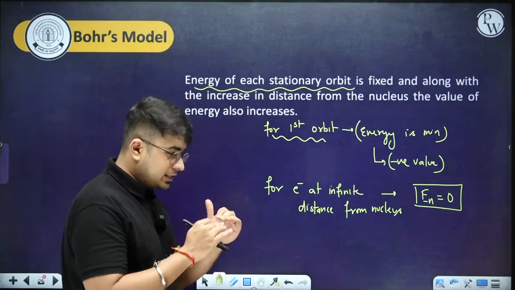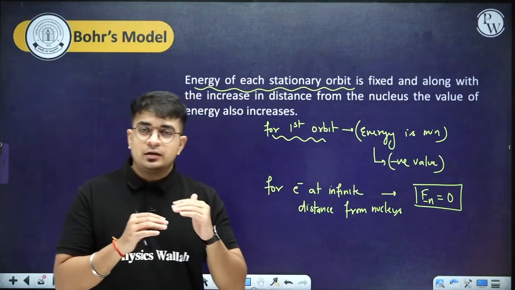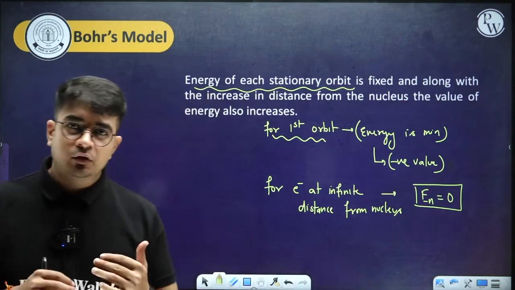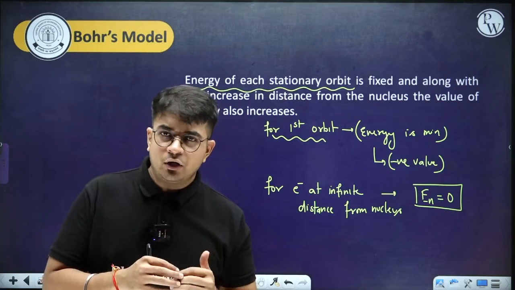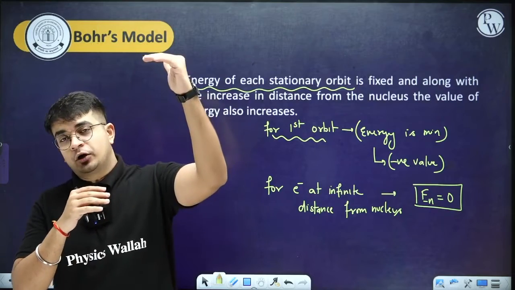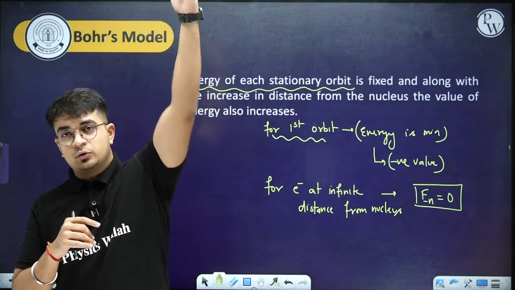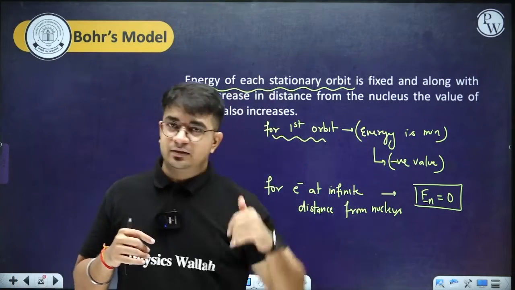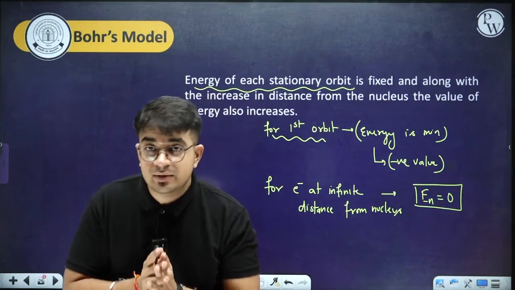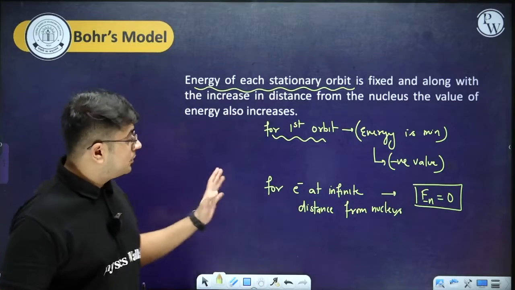So you can say the energy is increasing in terms of the negative part. For the hydrogen atom, it is approximately minus 13.6, then minus 3.4, then minus 1.51, then approximately equal to 0. So you can see energy is increasing. The least negative term corresponds to the maximum stability of the atom. So that particular part you have to understand.